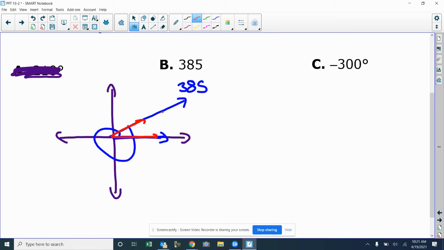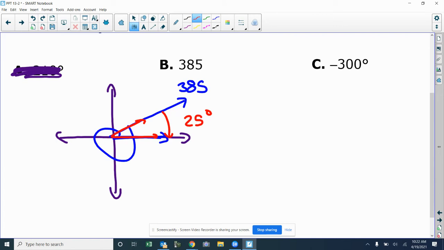Reference angles always take the terminal side and the quickest way back to the x-axis. What would that reference angle be? The big angle is 385, but the reference angle would be 25. Like 385 minus 360 gives you 25. Make sense?